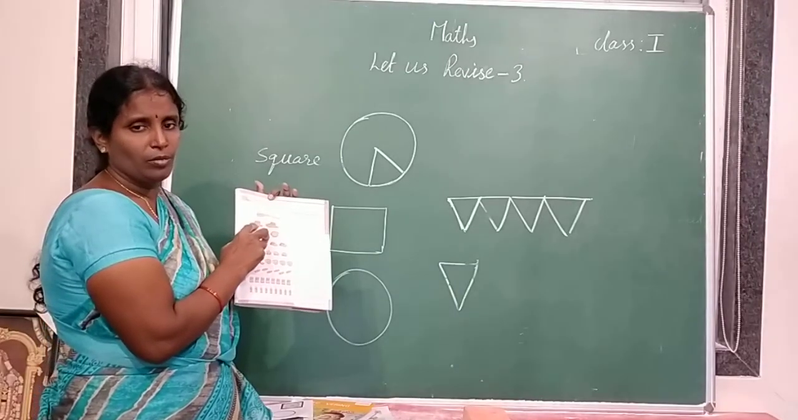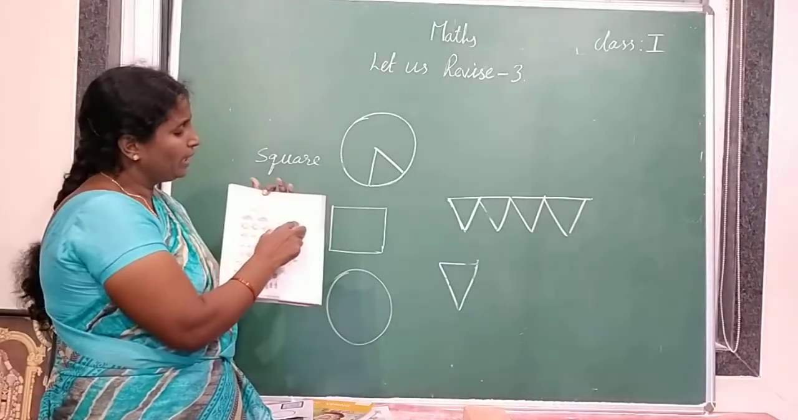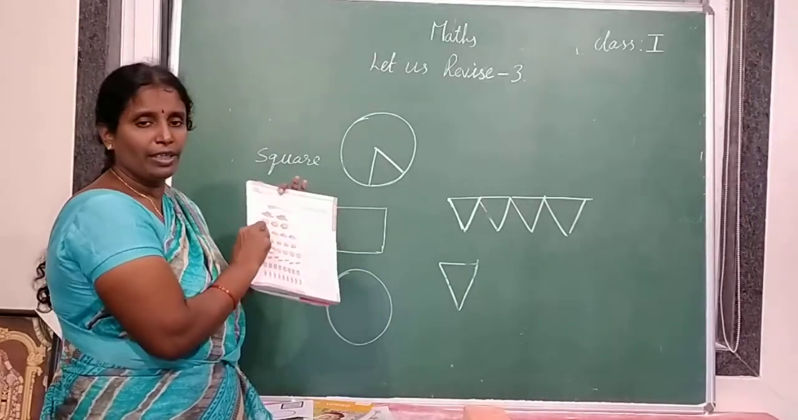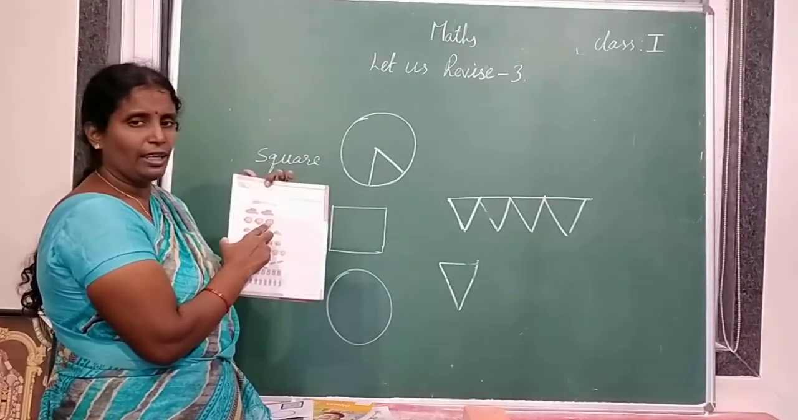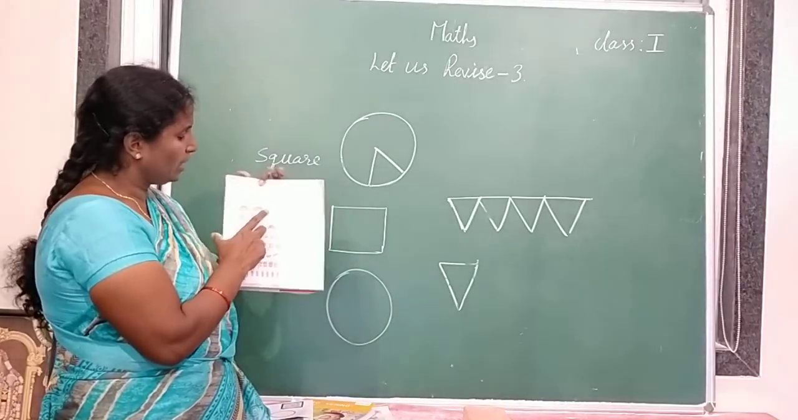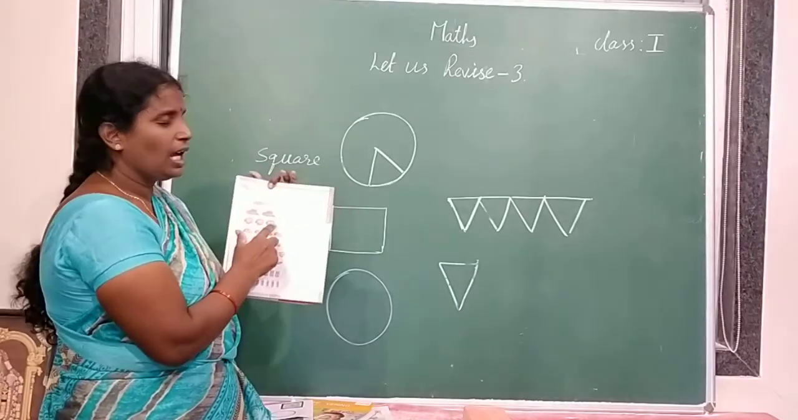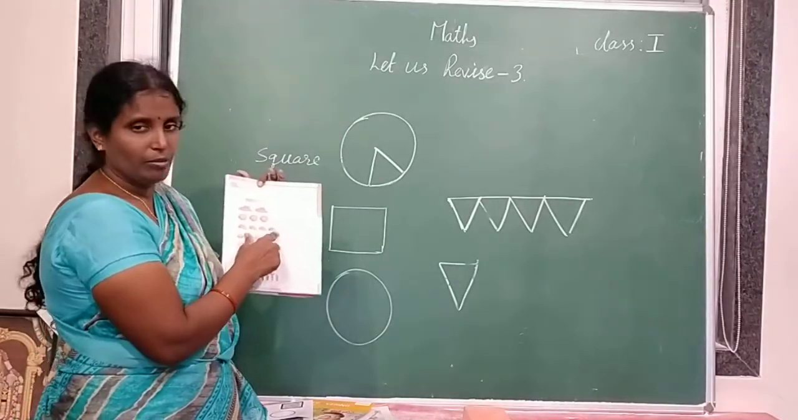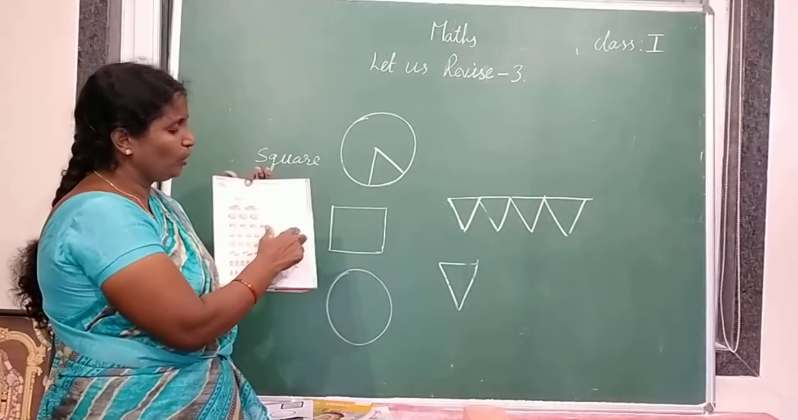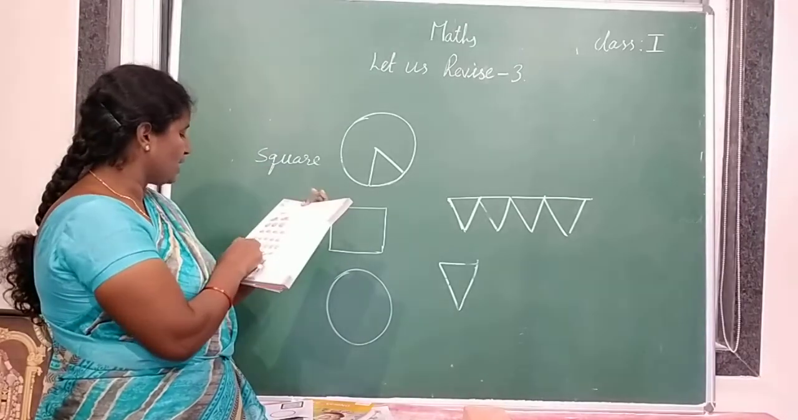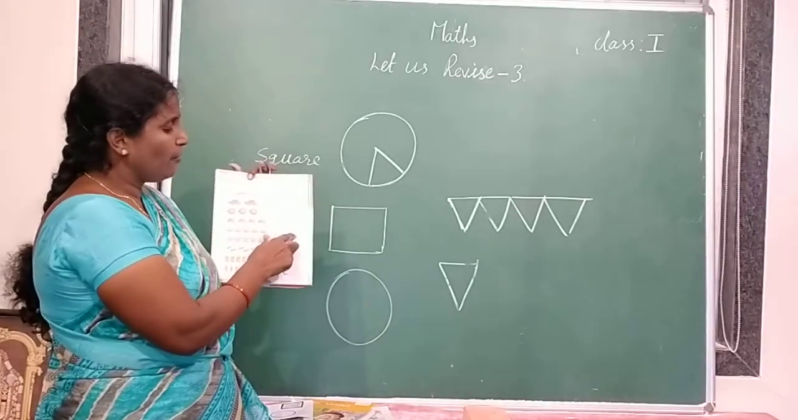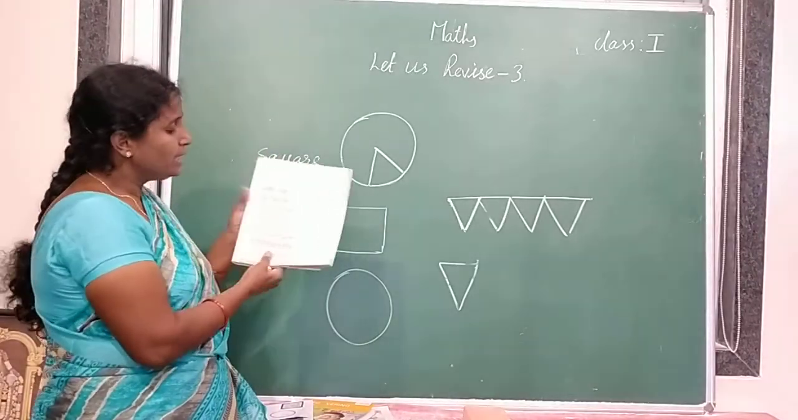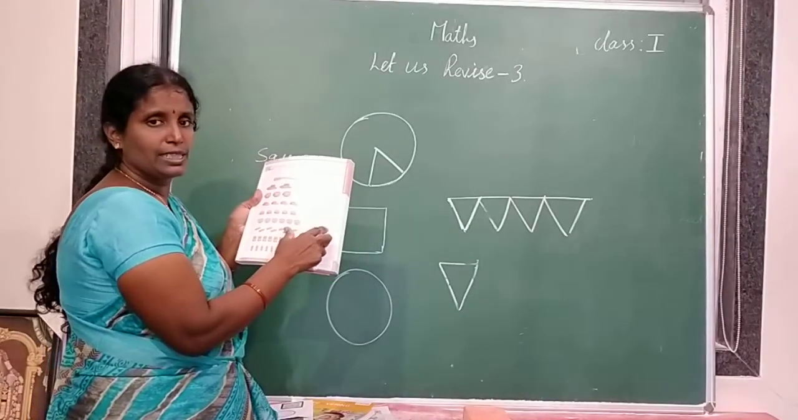How many hats are there? 2 hats are there. So what is its number name? TWO, 2. How many televisions are there? How many screens are there? 1, 2, 3. So 3 screens are there. So THREE, 3. Next 4 caps are there. 1, 2, 3, 4. FOUR, 4. 5 cakes are there. FIVE, 5. And here how many cups are there? 6 cups are there. SIX, 6.